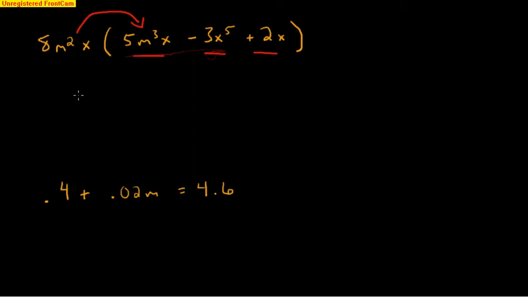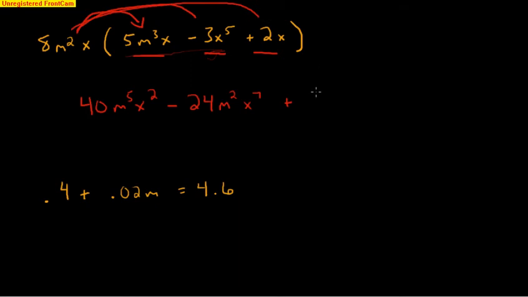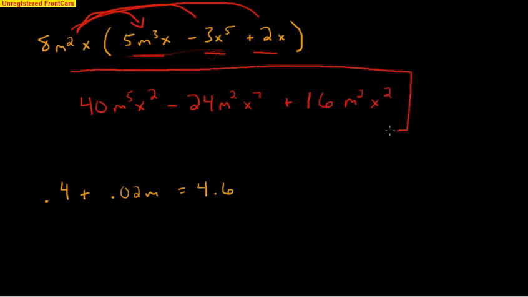So first term we would have 40 m to the 5th x squared. Second term would be negative 24, 8 times 3, m squared x to the 7th. And then finally plus 16 m squared x squared. We eliminated the parentheses.